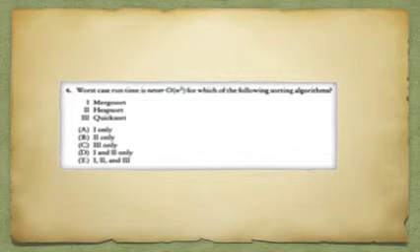Okay, now let's see the answer to question D. The worst case runtime is never bigger than n squared for which of the following sorting algorithms? We have merge sort, we have heap sort, we have quick sort. We know that the worst case of quick sort will reach n squared, but the worst case for merge sort and heap sort will only reach n log n, so the choice will be D.